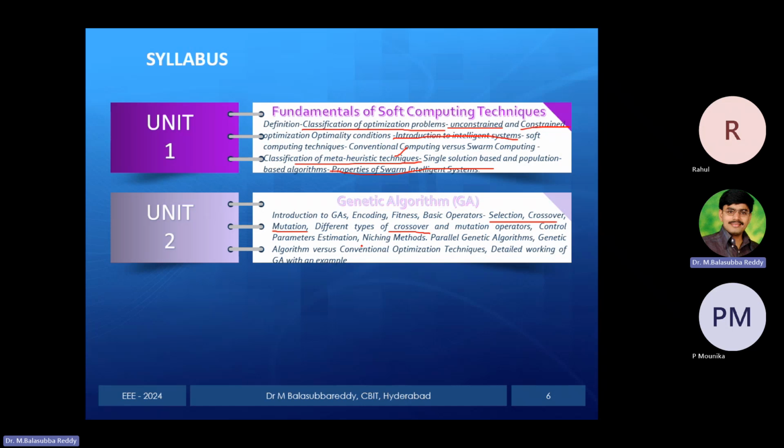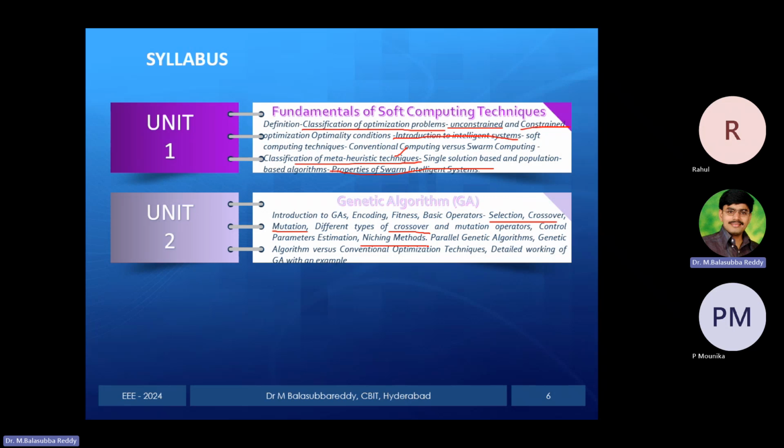There is another method, the niching method. This method is also used to find the optimization solution. Then parallel GA, and genetic algorithm versus conventional optimization techniques. Because genetic algorithm is a heuristic technique, or you can say soft computing, but conventional methods are in the hard computing technique. These two we are going to compare, and the detailed working of genetic algorithm with an example.